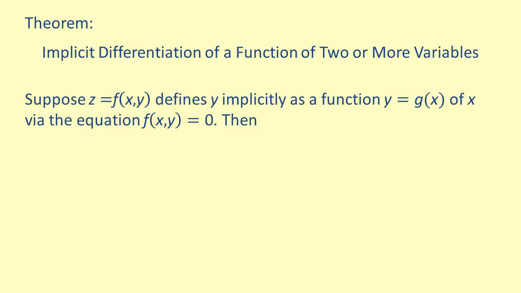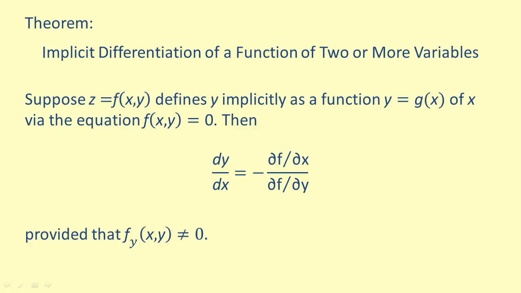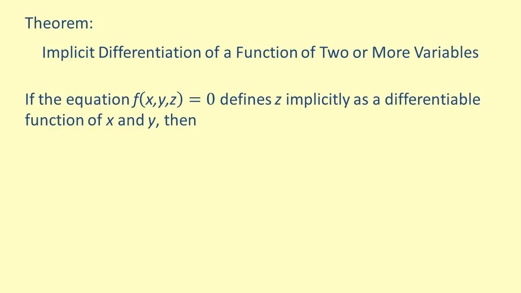If y is defined implicitly as a function of x by the equation f(x, y) = 0, then the derivative of y with respect to x is equal to negative 1 times the partial derivative of f with respect to x over the partial derivative of f with respect to y, as long as the partial derivative of f with respect to y is not equal to 0.